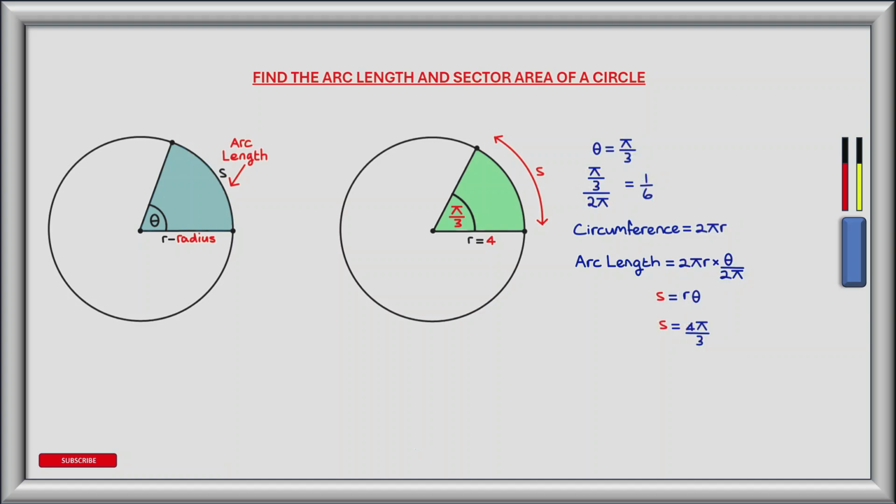We should note here that we can only use this formula s equals r theta when we're working in radians.